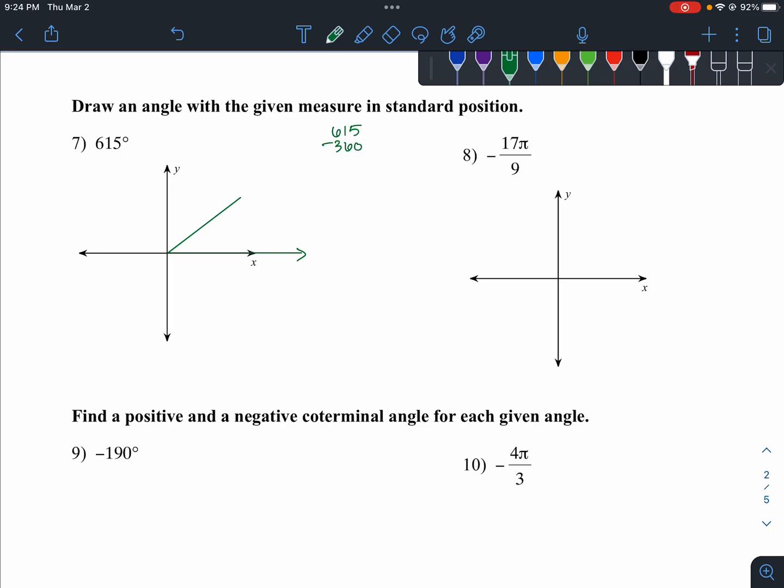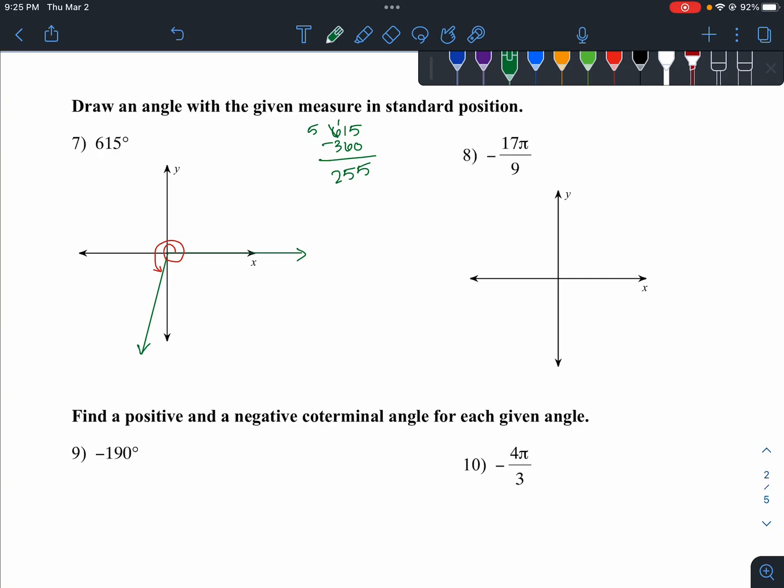615 minus 360 is 255. So I know this angle is going to rotate 360 degrees, and it has to go 255 degrees more. This is 180 degrees. How much more does it have to be than that? This is 180, this is 270, so that's too far. It has to be 15 degrees less, so probably right there. Don't forget that you need to show its rotation. So it's going to rotate 360 and then 255 degrees more after that. And there we have it.